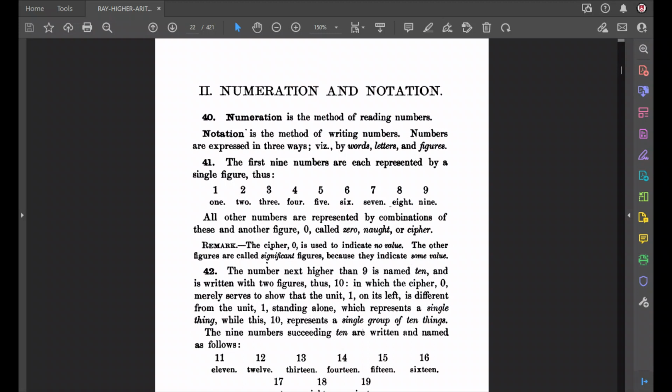We have a note in the book under Article 41 that says the 0 is used to indicate no value. So the 0 is used to show that an order, we're going to study orders in a minute, is simply empty. Okay? All the other figures that are used are called significant figures.